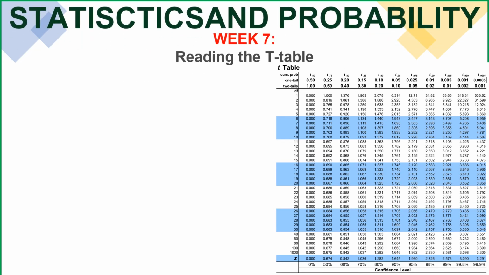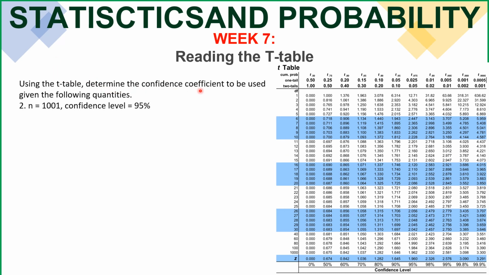So, let's go to example number 2. Using the t-table, determine the confidence coefficient to be used given the following quantities. So, n is 1001. Confidence level is 95%. First is we get the degree of freedom, right? By subtracting the sample size sa 1. So, 1001 minus 1 is equal to 1,000. So, i-shade natin yung 1,000 sa left part ng table. Ayun yung 1,000. And then, i-shade natin yung mga values sa 1,000.